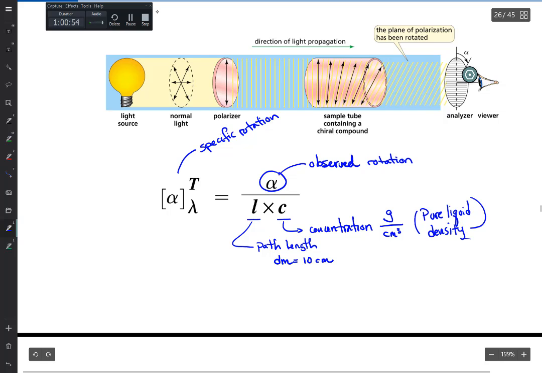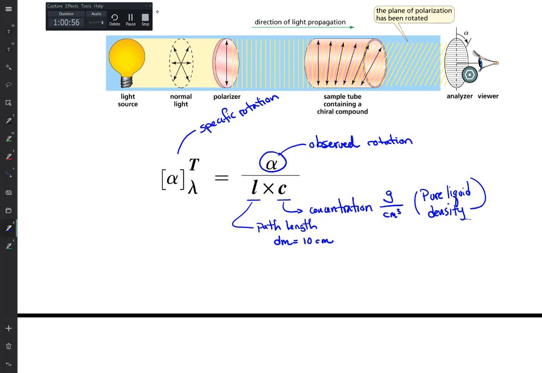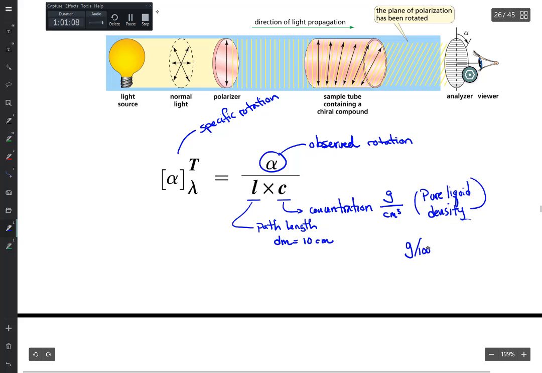And then the mistake that I typically see is if it's not a pure liquid, then we do concentration. And they say, this is what they'll say, it's the number of grams per 100 centimeters cubed. Why? I don't know. But it turns out, if it's grams per 100 centimeters, you have to put 100 up here in the equation. It's still just the concentration in grams per centimeter.